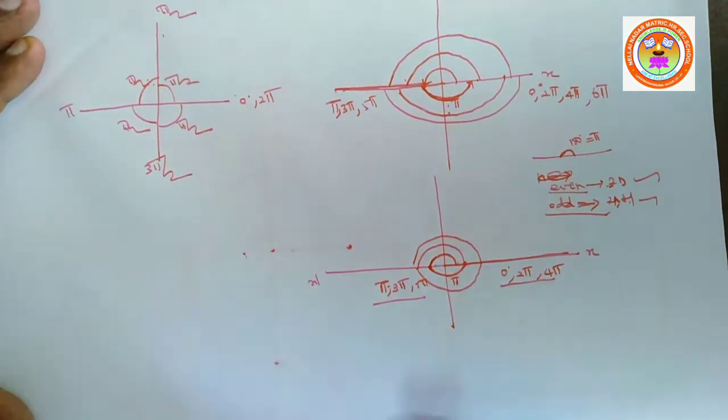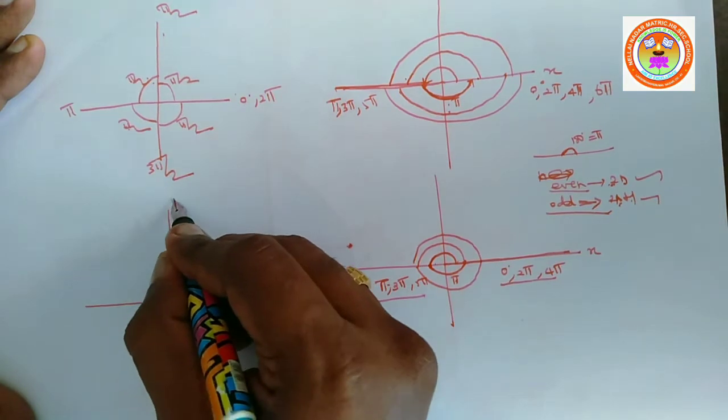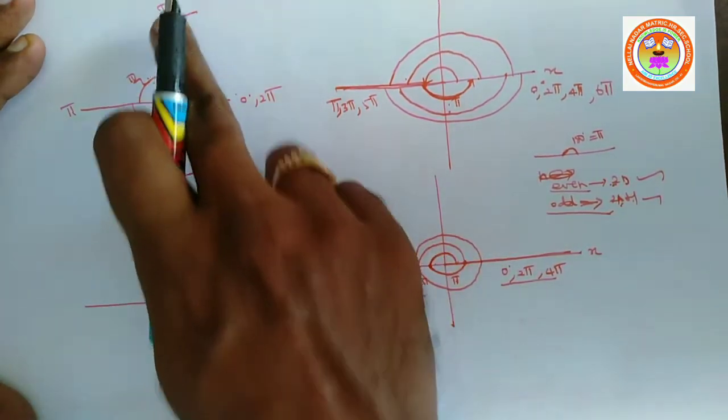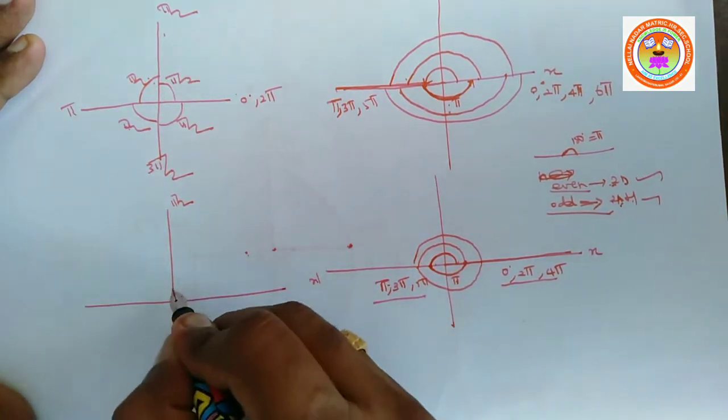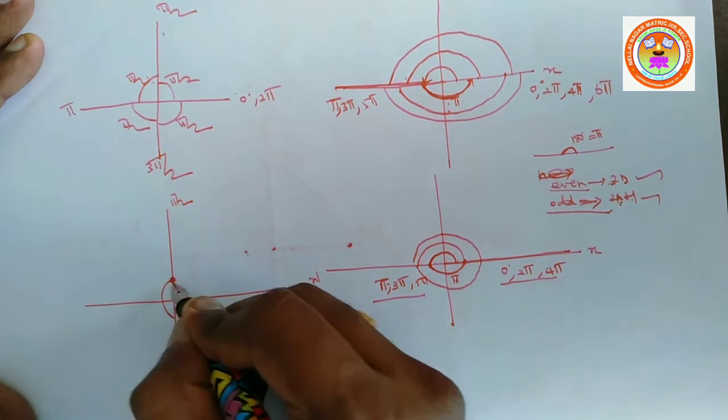So the same travel we can do on the y axis also. This is pi by 2, this is 3 pi by 2. We learned this is pi by 2, this is pi by 2, this is 3 pi by 2. So this angle is nothing but pi. This is pi by 2. Listen carefully, this is pi by 2.